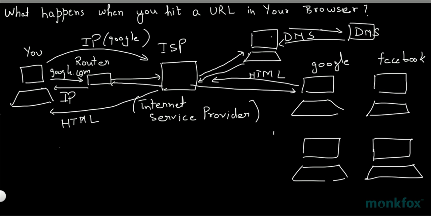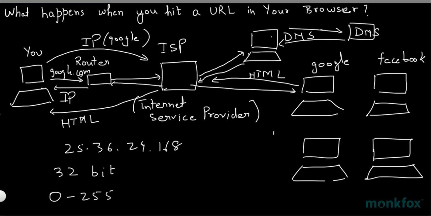A couple of more pieces of information, since now we have known the complete flow of how it works. You need to know what an IP address looks like. So an IP address typically looks like 25.36.24.168, something like this. It's a 32-bit number divided into 4 parts, and each part can range between 0 to 255, which is 8 bits. So the value of each part can be 0 to 255, which is equal to 8 bits, and it is totally a 32-bit unique number.